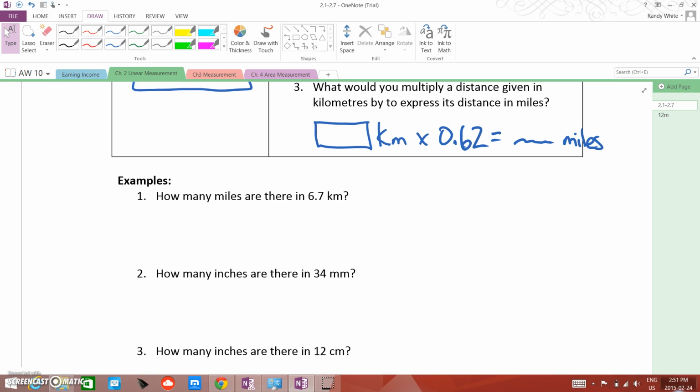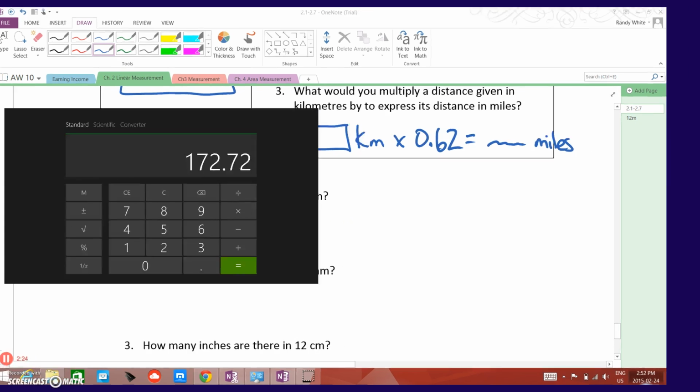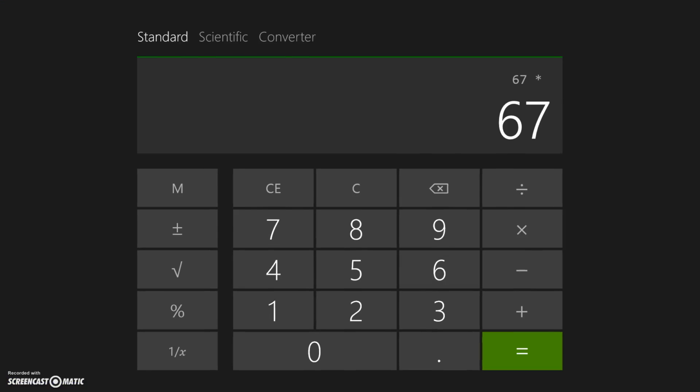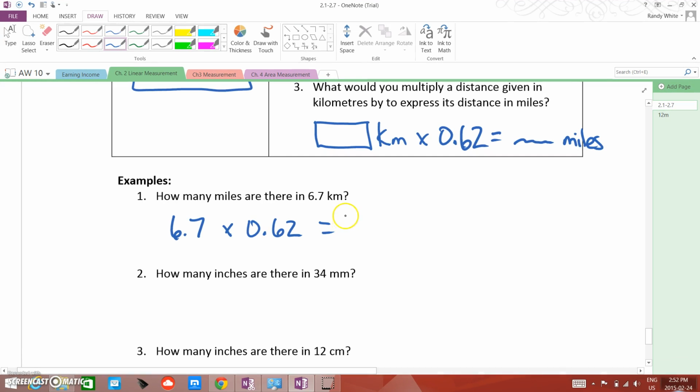So for example, I want to know how many miles 6.7 kilometers is. Well, just like we did, I'm going to take my 6.7 kilometers and multiply that by 0.62. So that's 4.154. And 4.2 is fine. I do it just in case.